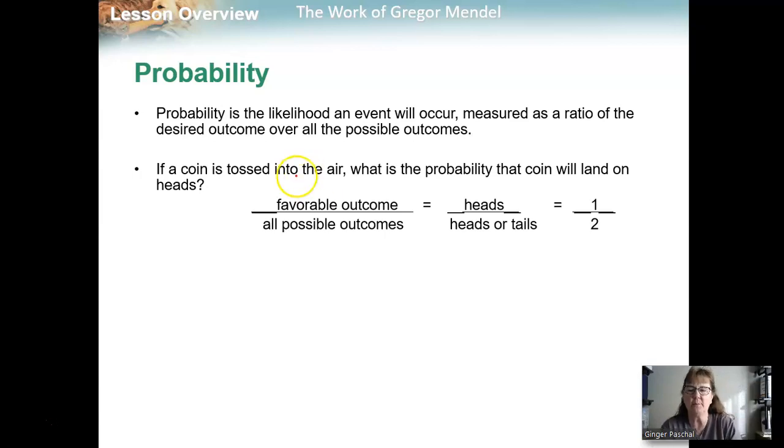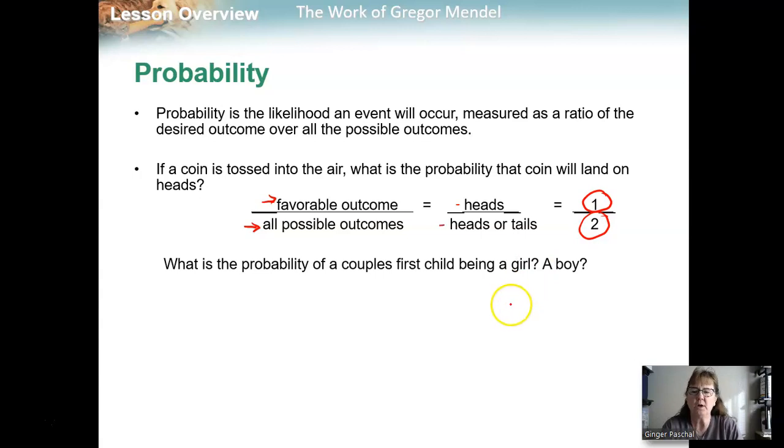So we know the favorable outcomes. The favorable outcome is heads. We know that all the possible outcomes are heads or tails, and we can see those possibilities here. We know there's only one way to get heads, so that's what we have for the numerator, or the first number. And for our denominator, or second number, we know we have two possibilities. That's why if we toss a coin in the air, the probability that it'll land on heads is 1/2.